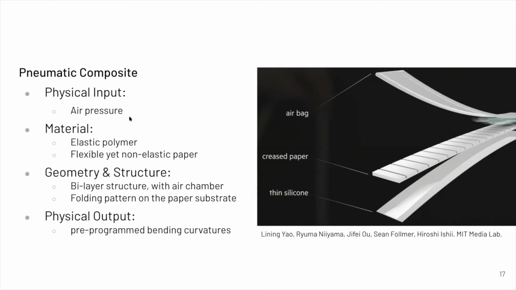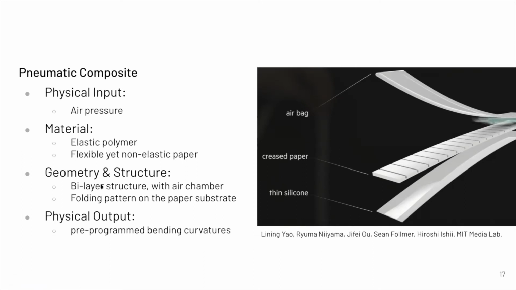If I try to fit this into the engineering design framework, the physical input is air stimuli, the material is silicone and paper, and there's also a geometry aspect, which is the folding pattern. And then the physical output is this pre-programmed bending curvature. I wanted to mention that depending on your field, you might feel comfortable manipulating one or multiple of those components within the design framework.